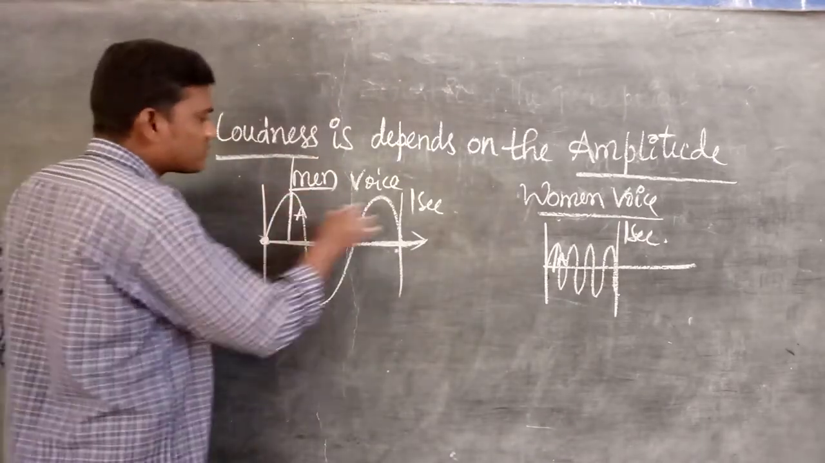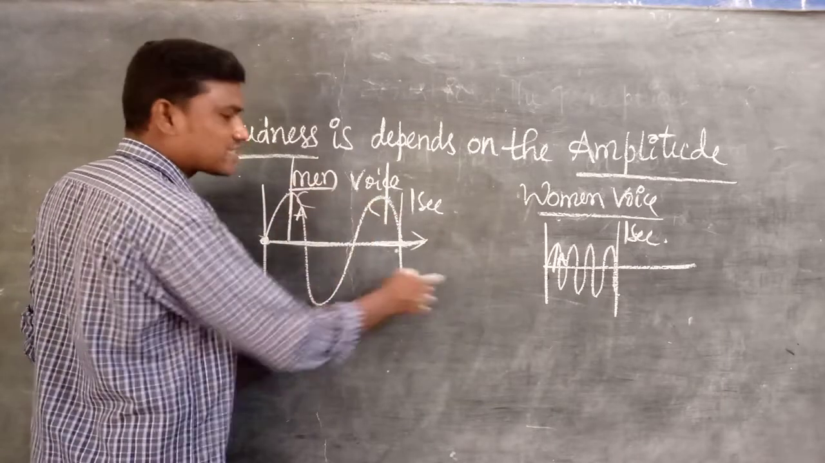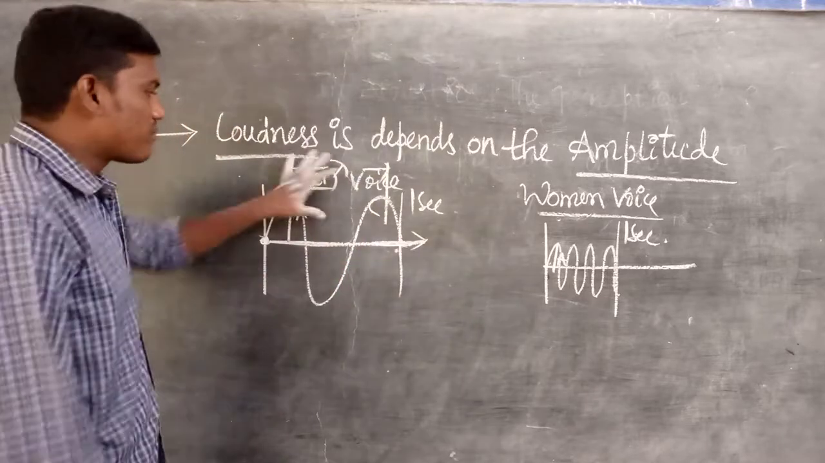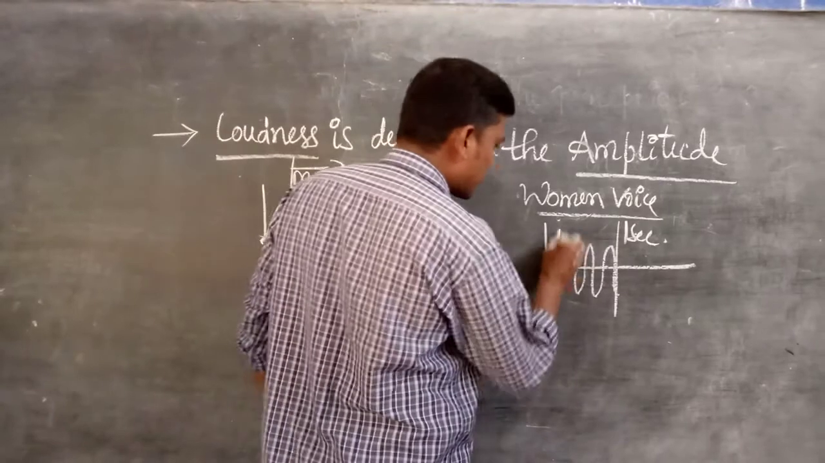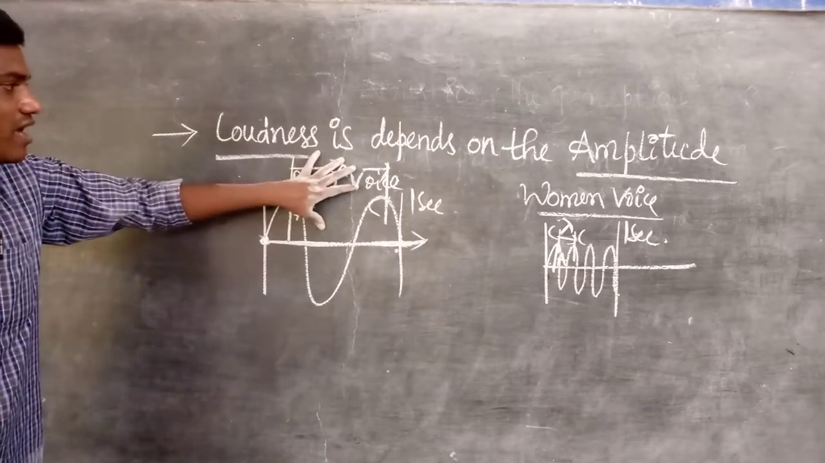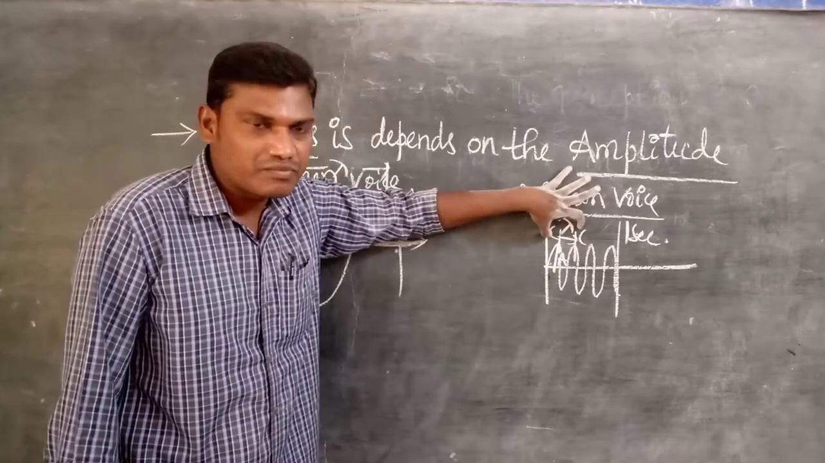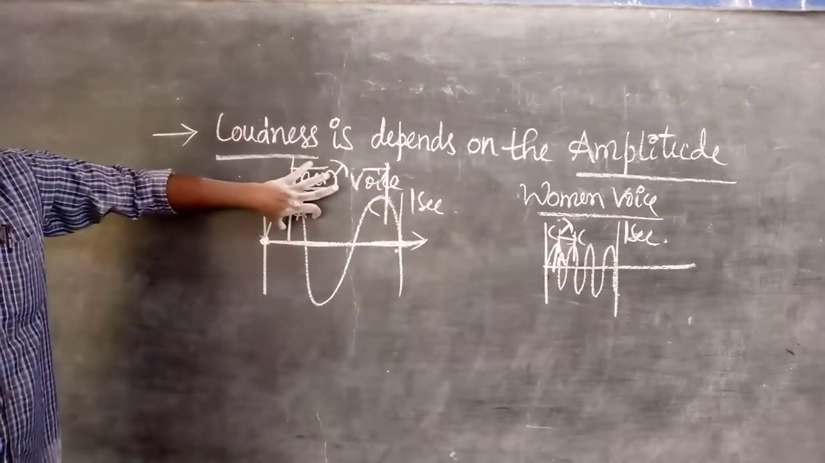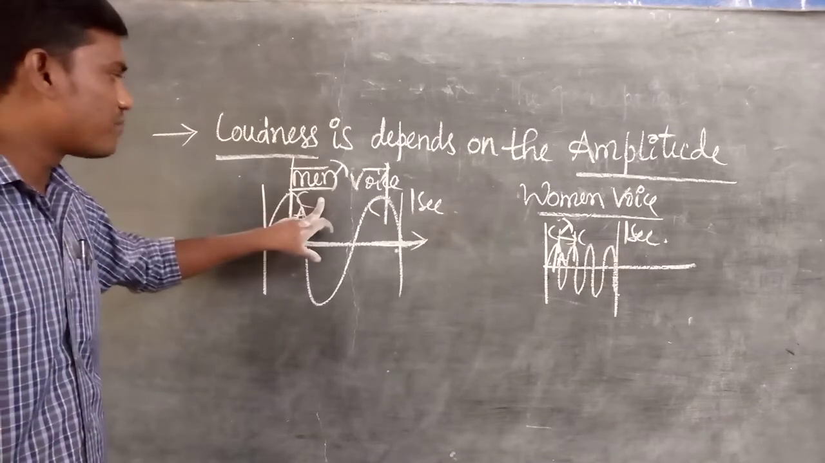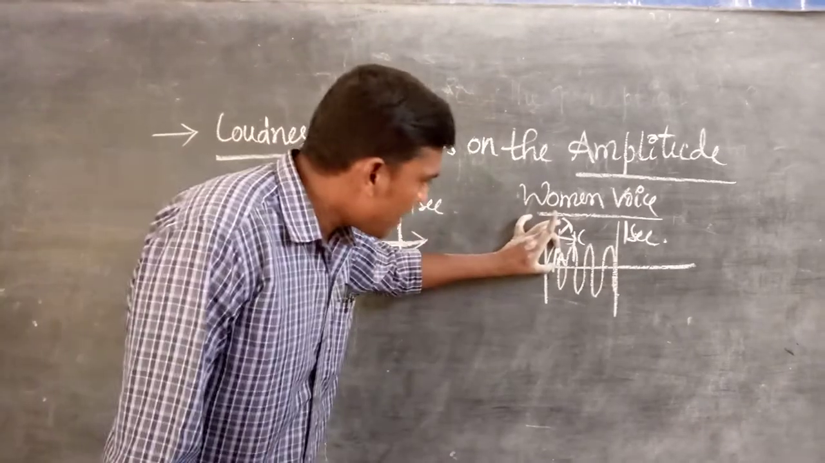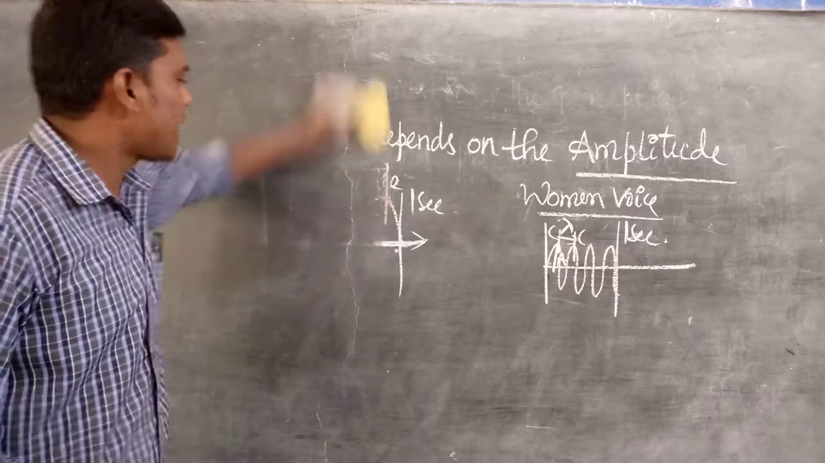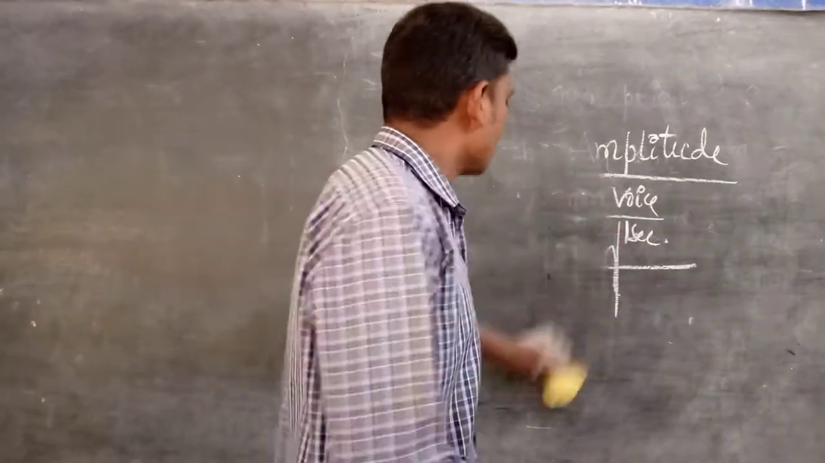We know that the distance between two successive crests or two successive troughs is called wavelength. Here, this is the wavelength traveled by the men's voice. This is a crest, this is also a crest, and this is lambda. Among these two, you are observing that here the wavelength is more, and here the wavelength is less because here the frequency is more and here the frequency is less. So this graphical representation of the men's voice has more amplitude, and the other has less amplitude. That's why the men's voice has more loudness than the women's voice.